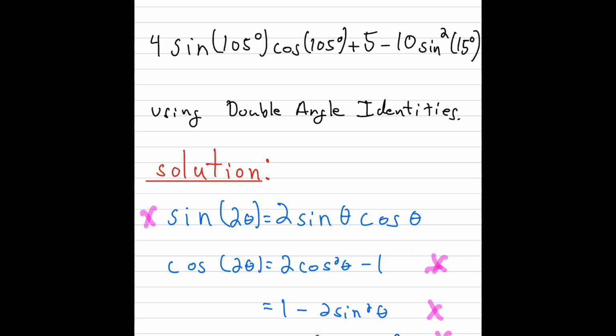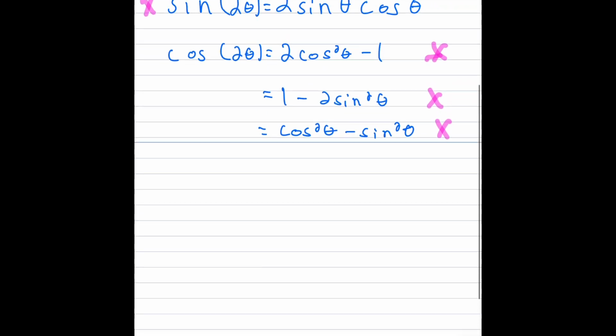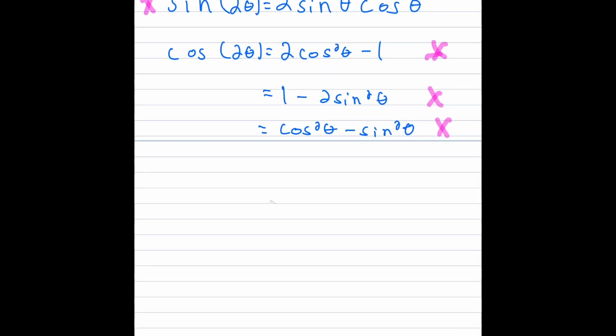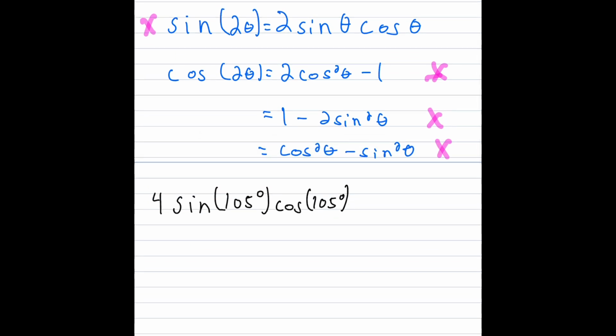So the way these questions work is by looking at the expression that's given and seeing if you can try to match up that expression to an identity, okay, and to some extent. So let me start by looking at the first part, which is the 4 sine 105 degrees times the cosine of 105 degrees. Here we go. And I'm going to ask myself, does that expression look anything like one of my identities?